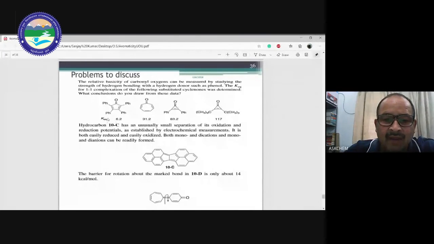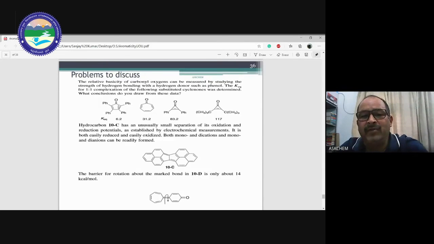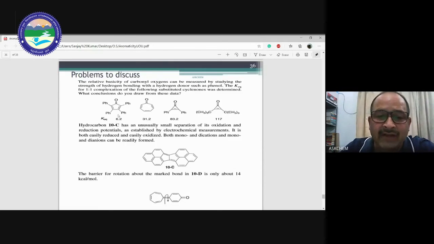Now yahan pe equilibrium constant for the first compound, that is cyclopentanone. Cyclopentanone jo 5 member ring mein ketone hai डबल बॉन्ड के साथ, दैट इज 6.2. साइक्लोहेप्टाट्राइन उसमें डबल बॉन्ड है, तो यहाँ पे ये 13.2 है और साइक्लोप्रोपीन वाले में ये 83.2 है और यहाँ पर 117 है। तो इसका क्या रैशनल हो सकता है?